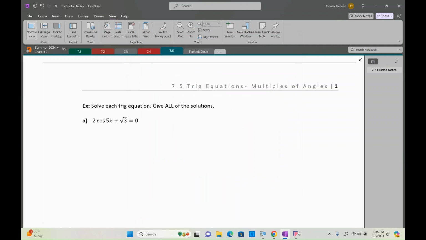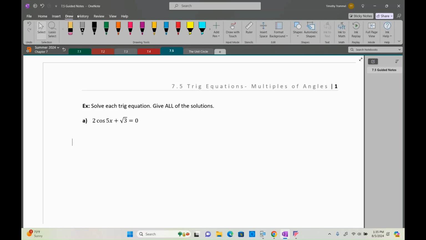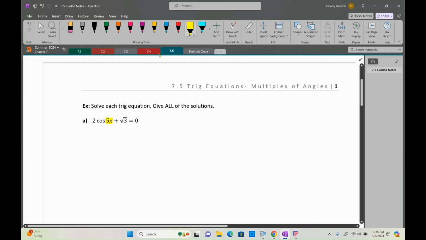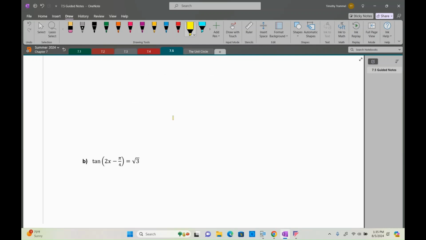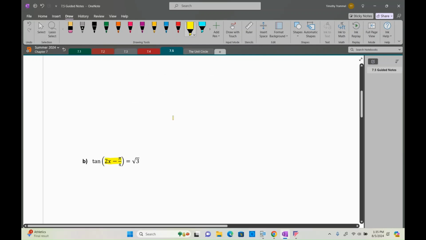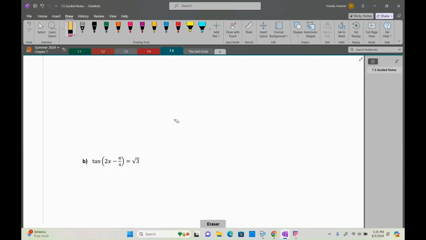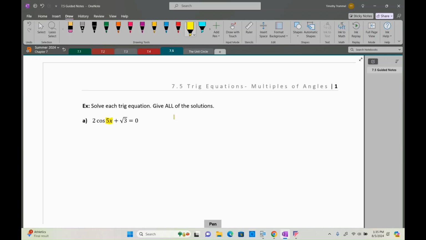In this video, we're going to cover section 7.5, and we're going to still be solving trig equations just like we were in 7.4. The big difference here is our angle is not just x or theta. It might be a little more like, say, 5x or 2x minus pi over 4. So what we're going to see is we're going to solve these in almost the same way.